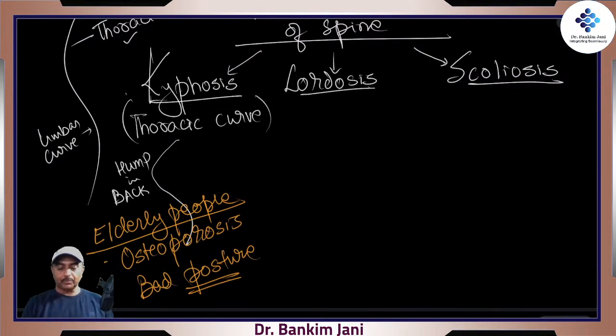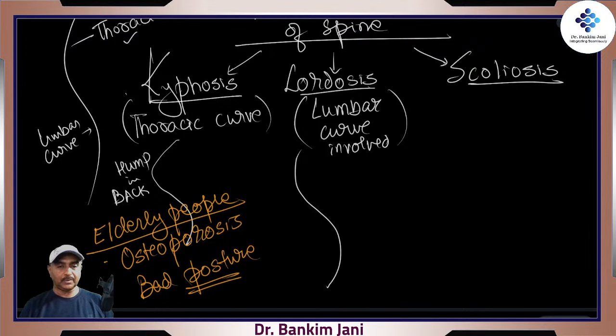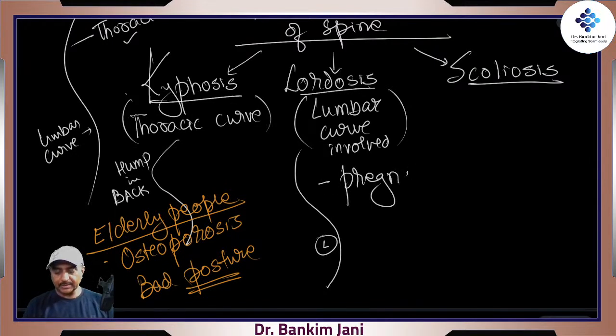Okay, moving on to the lordosis. In lordosis, all you have to remember is that over here the lumbar curve is involved, right? Lumbar curve involved. Think of it like pregnancy. So over here, this is a normal curvature and this is how the curve goes, because this is the lumbar curve, right? That is involved. So one that is physiological is pregnancy.